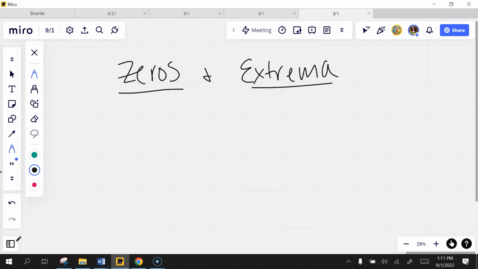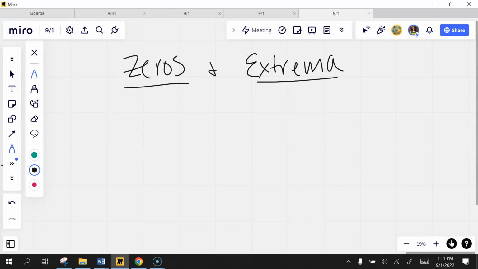What are zeros? It's a number between positive and negative numbers. X-intercepts, where it crosses the x-axis. What are extrema? Maxes and mins.